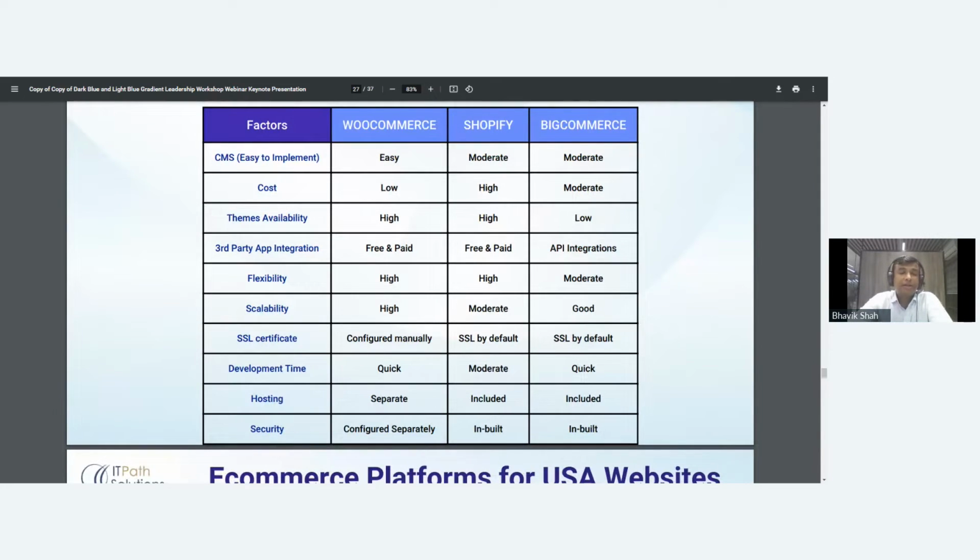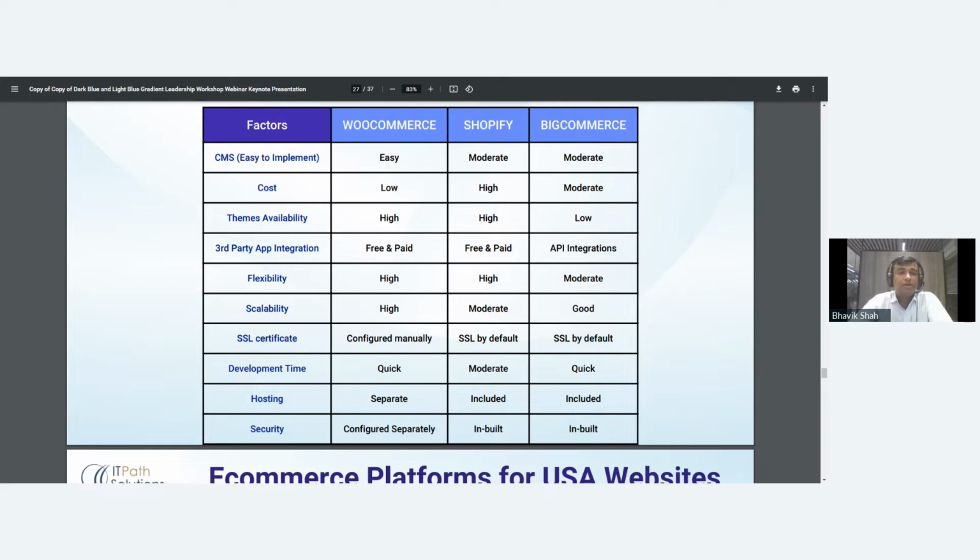So the first is CMS. CMS here is content management system, and it should be easy to implement. Of course, undoubtedly, whichever platform you choose, it should be easy to use both for you as an admin and for the users. Because if it is not user friendly, no matter what you build, no matter how much investment you make, nobody is going to use it, and definitely you will not like that. So the first factor we have noted is ease of implementation. With WooCommerce, it's very easy. With Shopify, it's moderate. With BigCommerce, it's again moderate. So as you can see, WooCommerce is the winner in this.